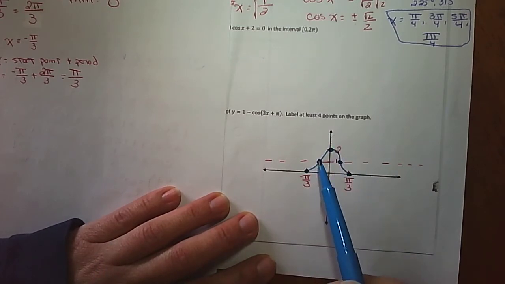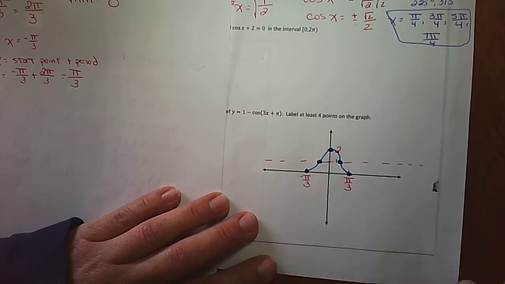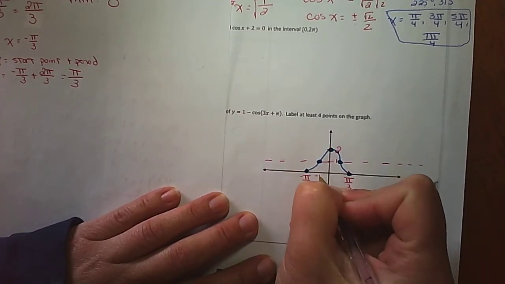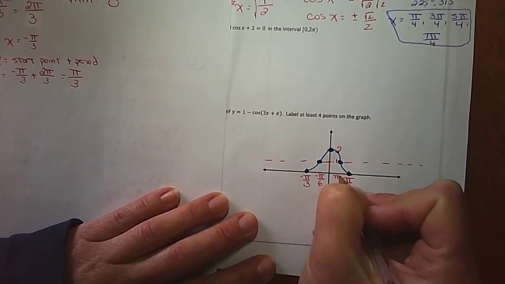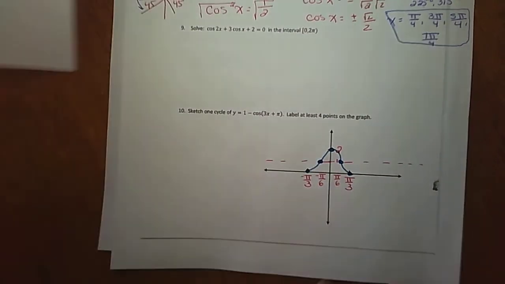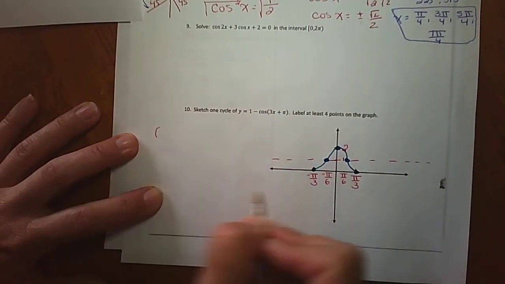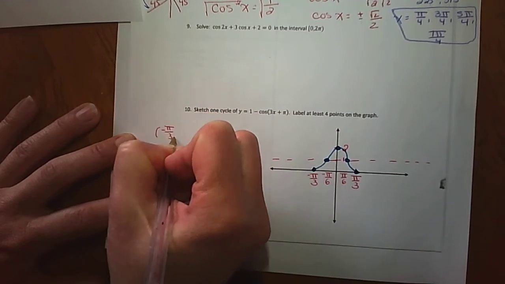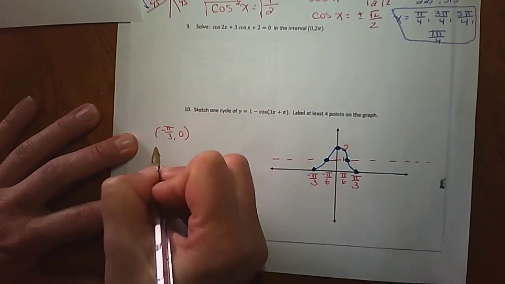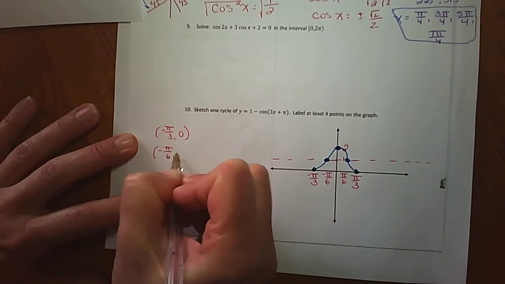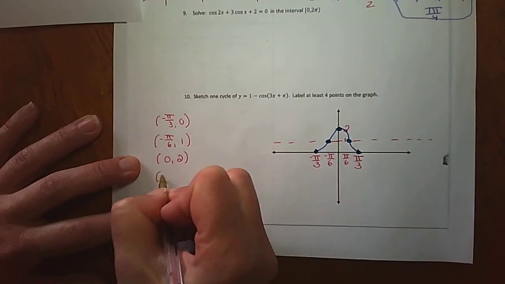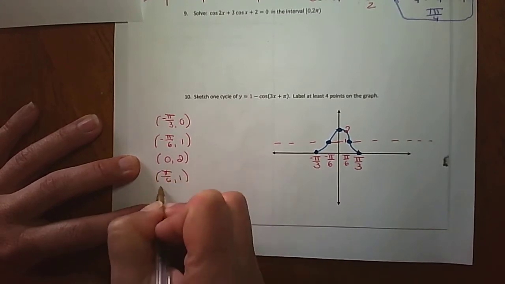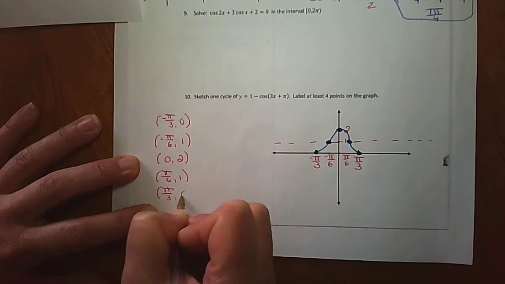Now the one thing I do want to know is what are the coordinates of those 2 points? Well guys, what's halfway to pi over 3? This would be negative pi over 6, right? And halfway to him would be positive pi over 6. So I actually have 5 points here. I have the point negative pi over 3, 0. Negative pi over 6, 1. 0, 2. Positive pi over 6, 1. And positive pi over 3, 0.